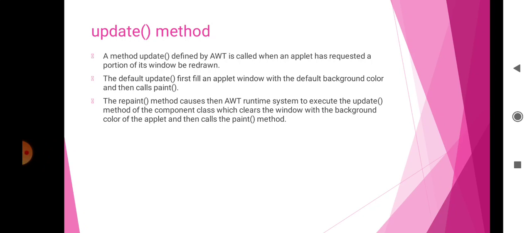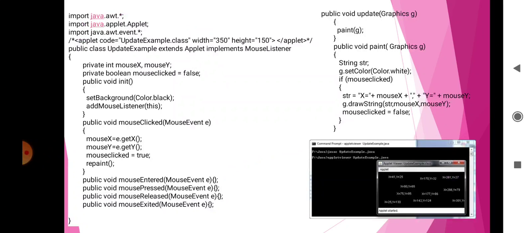Here the repaint method causes the AWT runtime system to execute the update method, one of the Component class methods, which clears the window with the background color of the applet and then calls the paint method. But sometimes erasing the background is undesirable. Here is the example for the update method.